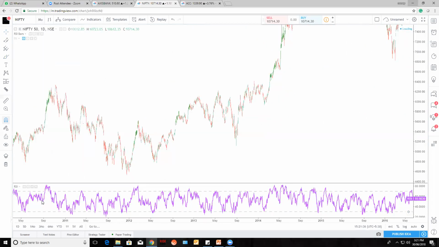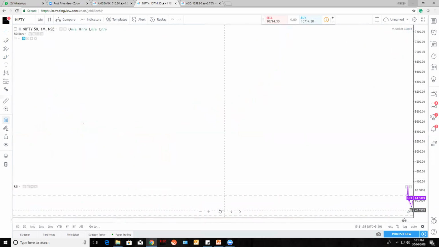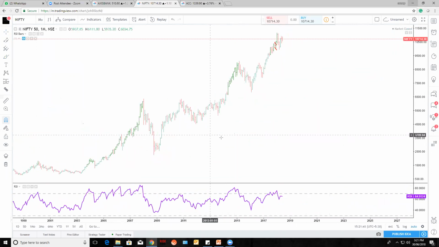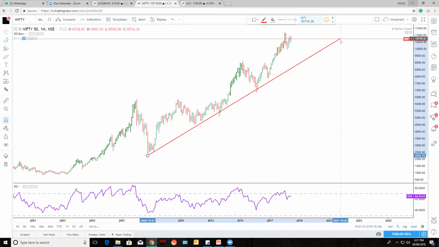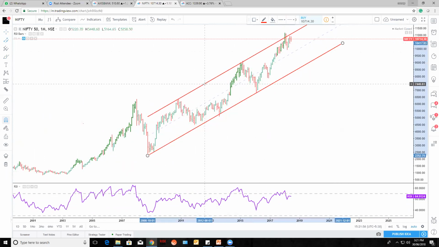I'll go for the monthly chart. Okay. Now let's get a 1 point here. It's a 2 point here. Third point here. I'm pulling it across. I'm connecting the highs.